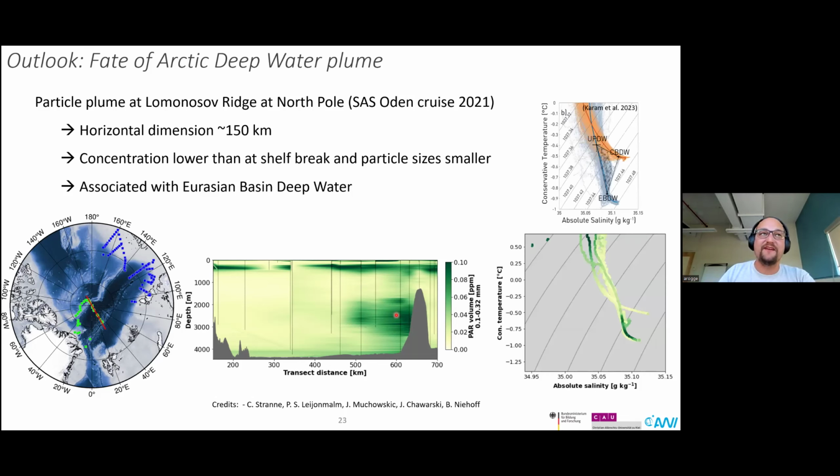And it's associated, when I was searching the literature, this is actually from the same cruise here, we see that this plume is associated with Eurasian Basin deep water. So it's not only in the upper polar deep water anymore, but it's in the Eurasian Basin deep water. And this little nose here are actually the two stations behind the Lomonosov Ridge, so in the Makarov Basin. So there we see there is no increase in particles at all, which I find kind of interesting.